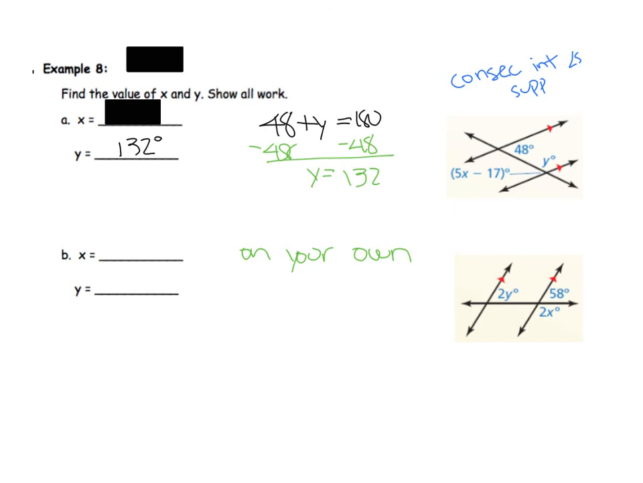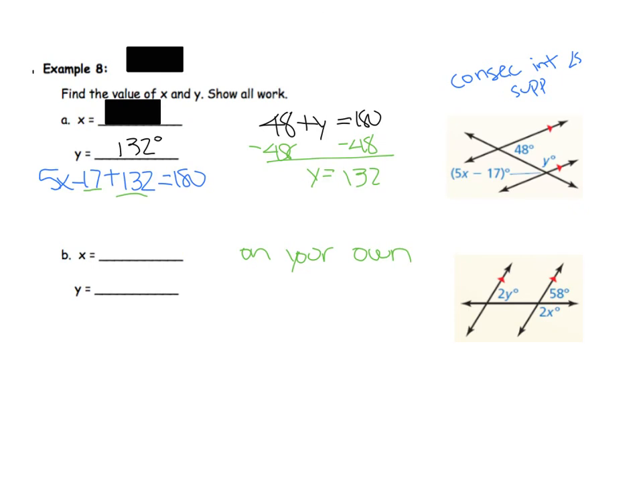Now, I'm curious, what relationship does y degrees here, which is 132, have with the one that's right next to it, the 5x minus 17? Hopefully you see they create a straight line. They share a common side. They're side by side, meaning they're adjacent. So this looks like a linear pair. And if they are a linear pair, we know that linear pairs are supplementary. So we can then state that 5x minus 17 plus y degrees, which is 132, equals 180.